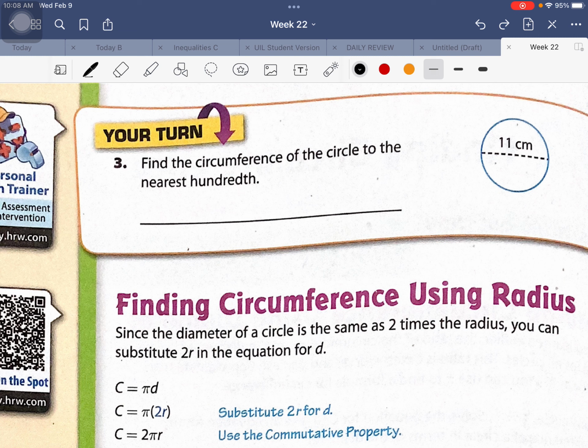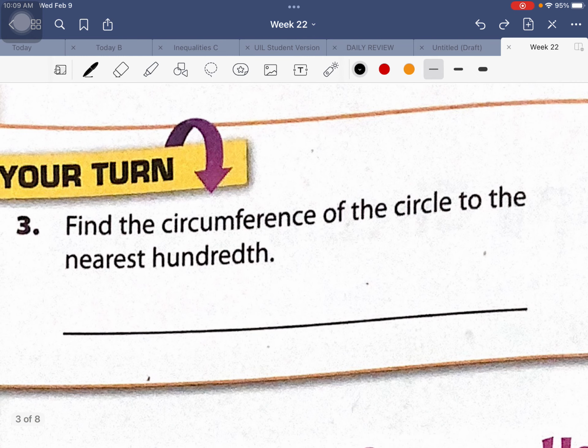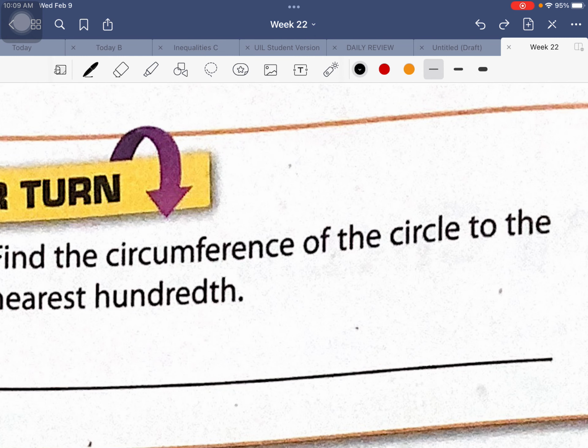Now, we did this one already, correct? Finding the circumference of the circle to the nearest hundredth. What is the formula that we use to find the circumference? ¿Cuál es la fórmula que usamos? What's the formula that we used? What are we trying to find? The circumference. This is to find the circumference.